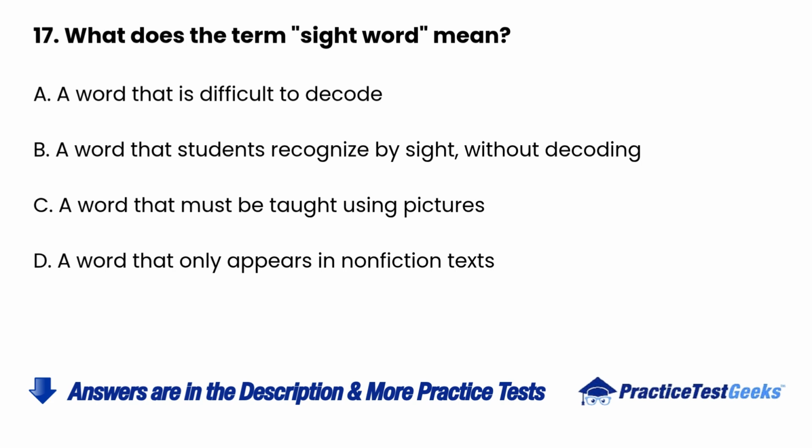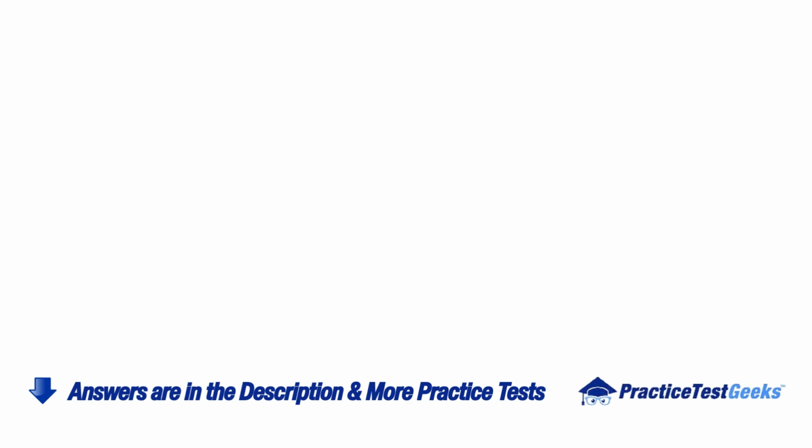17. What does the term sight word mean? A. A word that is difficult to decode. B. A word that students recognize by sight, without decoding. C. A word that must be taught using pictures. D. A word that only appears in nonfiction texts.